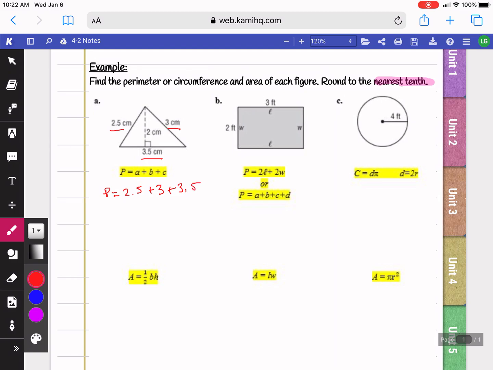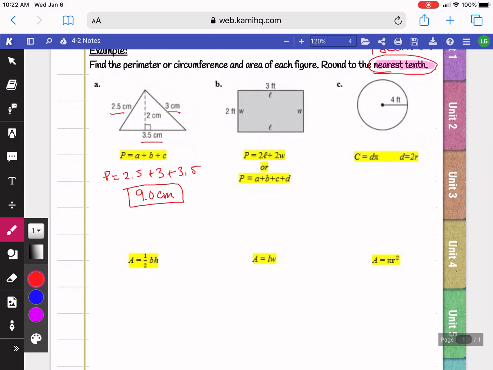And then once we're done, we need to remember to include the units in our answer. So I'm going to add 2.5 plus 3 plus 3.5. This comes out to 9. And my units are centimeters. Here it says to round to the nearest tenth. That means 1 decimal. So here we're rounding to the nearest tenth. It would be 9.0 centimeters.